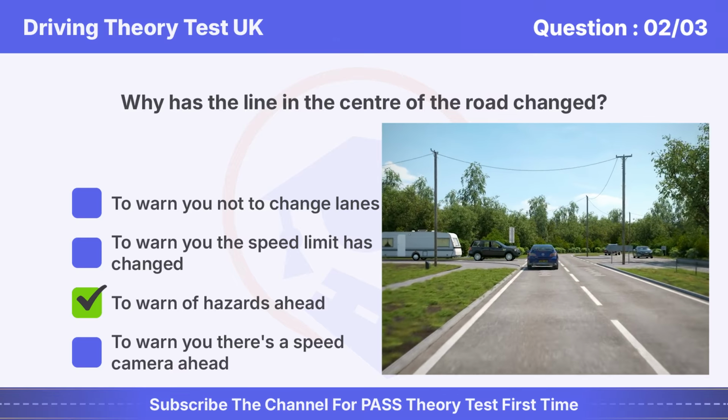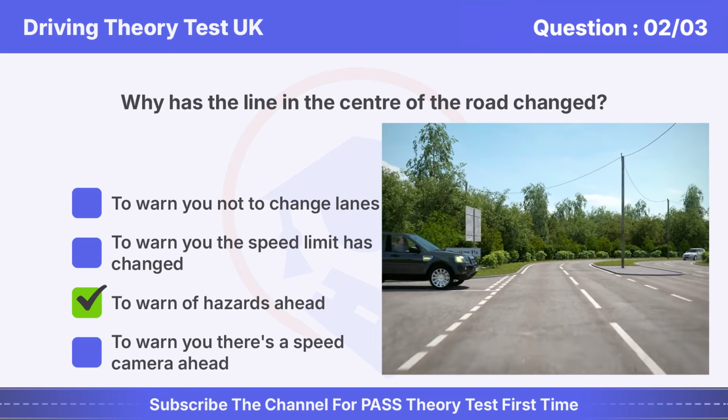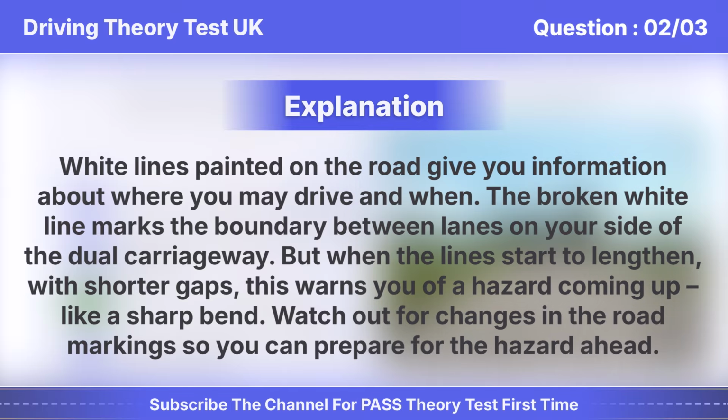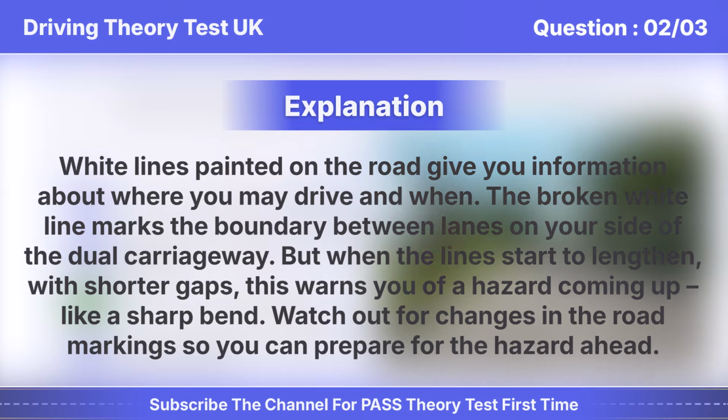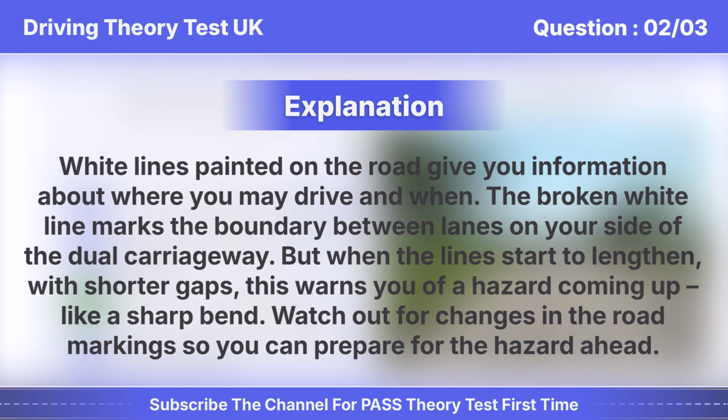Answer is C. To warn of hazards ahead. White lines painted on the road give you information about where you may drive and when. The broken white line marks the boundary between lanes on your side of the dual carriageway. But when the lines start to lengthen, with shorter gaps, this warns you of a hazard coming up, like a sharp bend. Watch out for changes in the road markings so you can prepare for the hazard ahead.